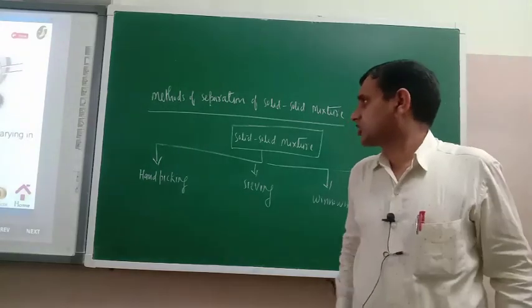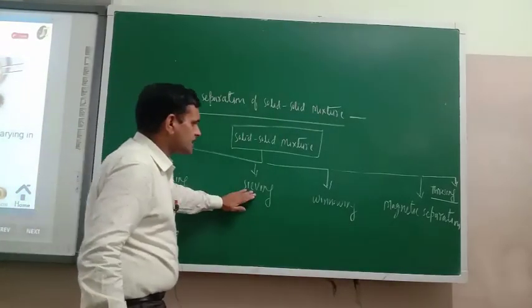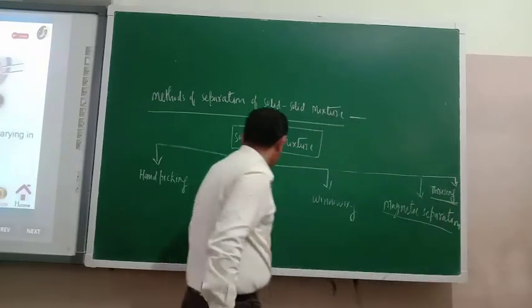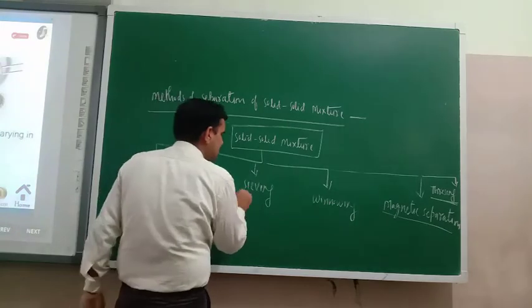So in separation of solid-solid mixture, these are the methods: hand picking, sieving, winnowing, magnetic separation and threshing. So the hand picking study only I have completed. Now the second method is sieving.